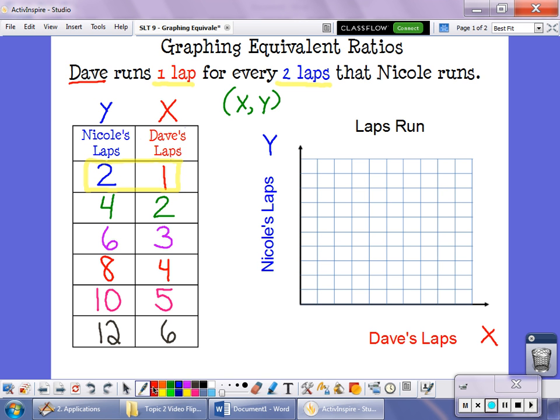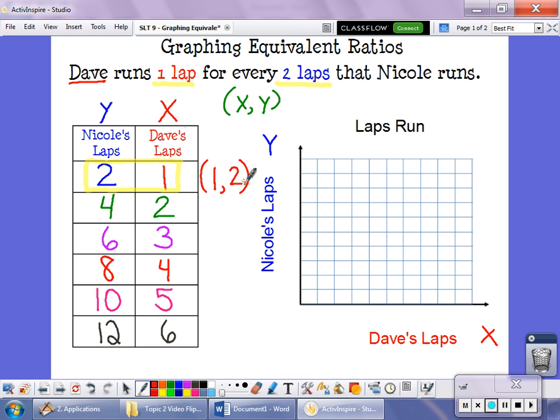Now it's really important that you don't assume that whatever is first in your table is your x value and whatever is second is your y value. If you have a graph and if your graph is labeled, you have to look at what your independent and dependent variable is to know what should come first and what should come second. Once we figured out that x values are for Dave, we know when we write our ordered pairs, Dave's numbers will always come first, and Nicole's value will be our y value, which will come second. So the first ordered pair we have is 1, 2.